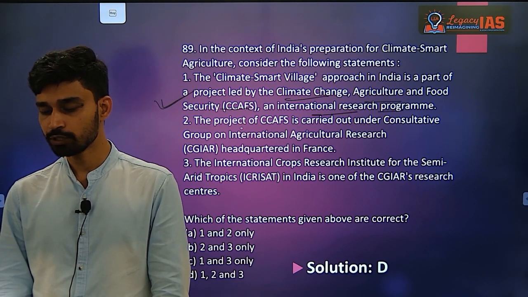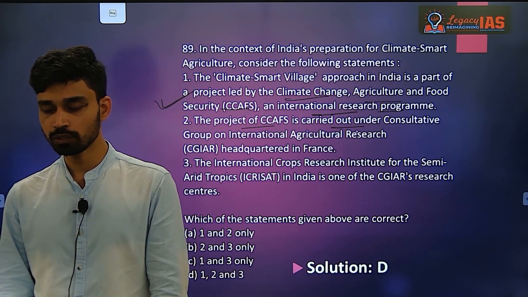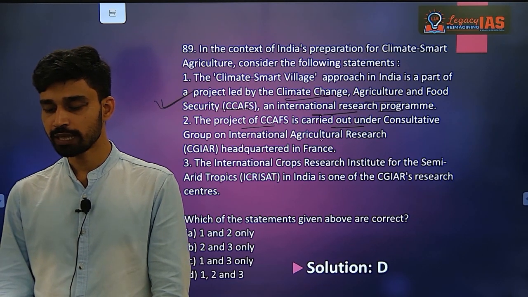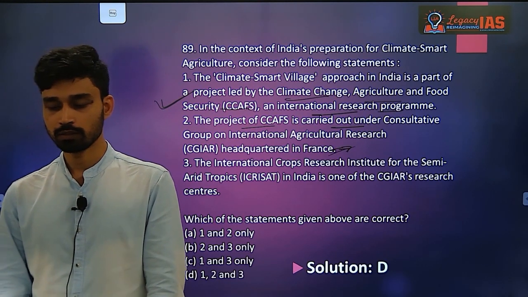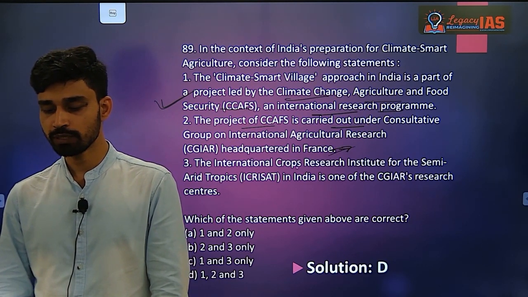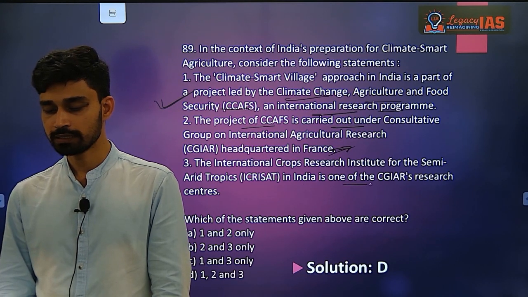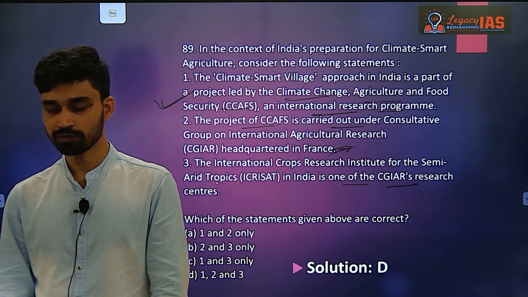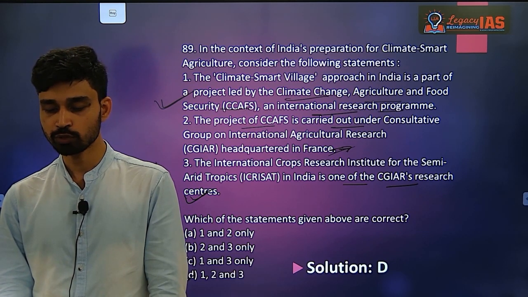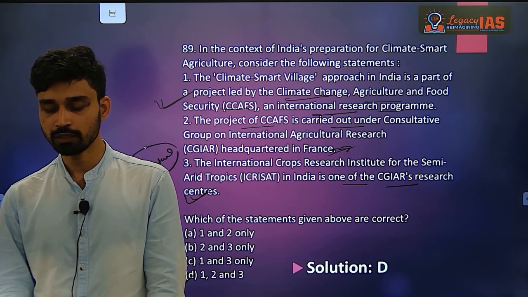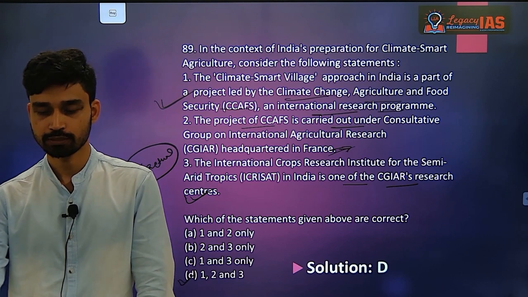Second option is, the project of CCAFS is carried out under the Consultative Group on International Agriculture Research, headquartered in France. This is again true. Third is, the International Crops Research Institute for the Semi-Arid Tropics, India, is one of the CGIAR research institutes. This is also correct. So, the correct option will be D, 1, 2 and 3. This is totally a factual question regarding environmental organizations or agricultural organizations.